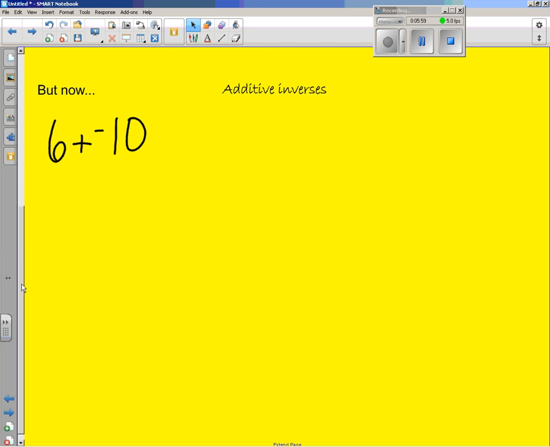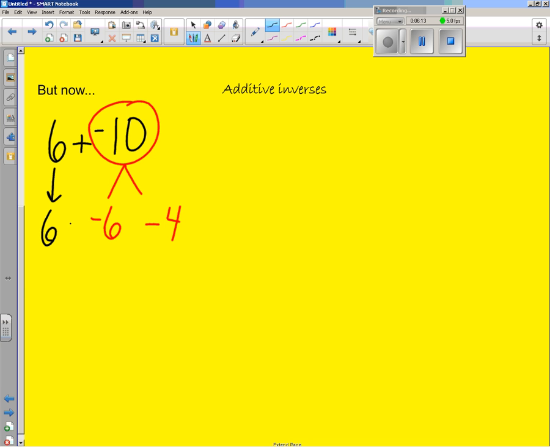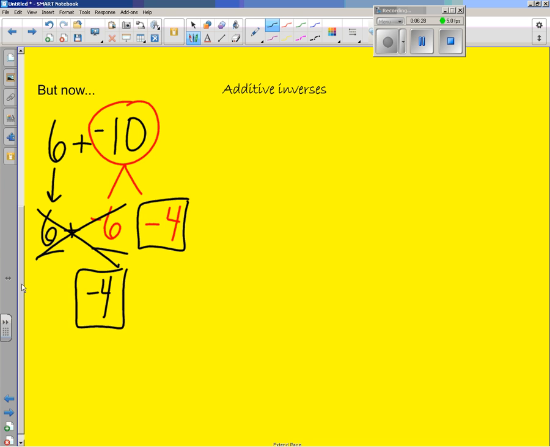Negative 10, this number right here, we can split that up into negative 6 and negative 4. When we do that, we can use what we know about additive inverses. Bring this 6 down here. This 6 and this negative 6 cancel each other out. They add up to equal 0, which leaves this problem easy. It leaves you with negative 4. We split up 10 into negative 6 and negative 4, and then we used our positive 6 and our negative 6, canceling, leaving us negative 4 left over.